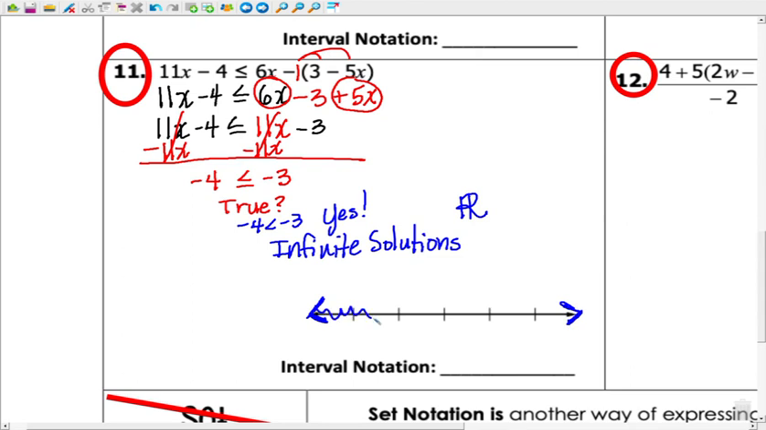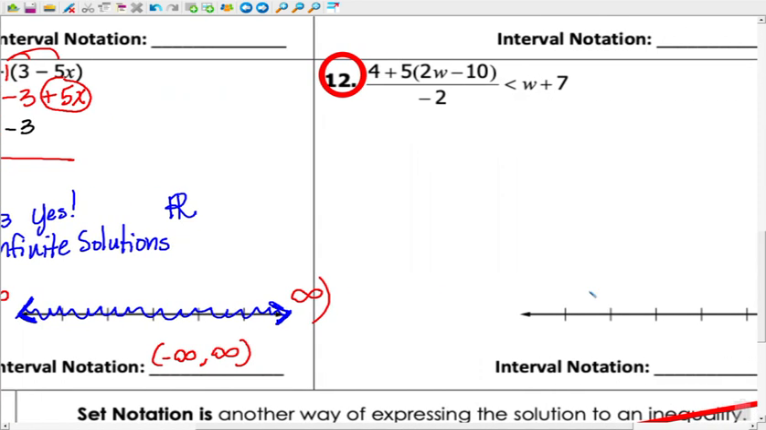If my entire graph is shaded, then my interval notation needs to show that every number is a solution. My graph is going to go from -infinity to +infinity. So write that down. Just don't forget to write your parentheses. That's what goes with infinity symbols. Last problem.